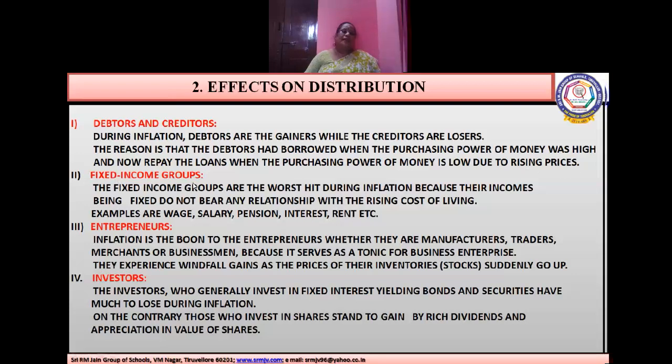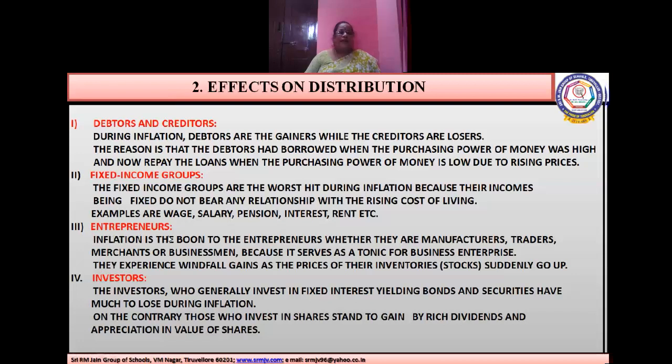Fixed income groups, second point. The fixed income groups are the worst hit during inflation because their incomes being fixed do not bear any relationship with the rising cost of living. Examples are wage, salary, pension, interest, rent, etc.